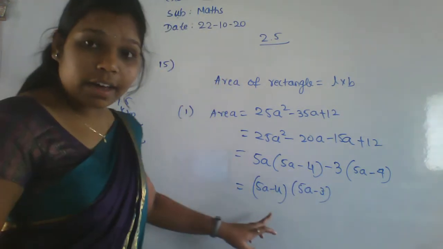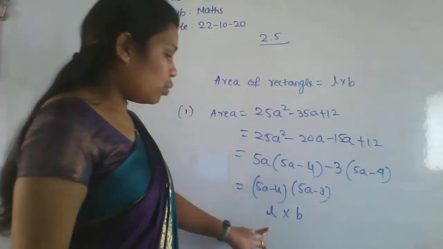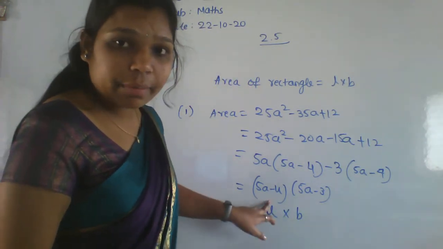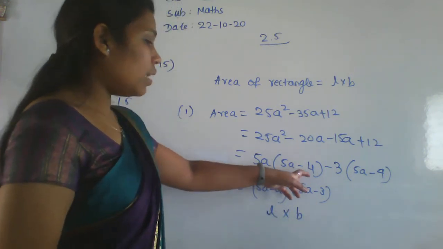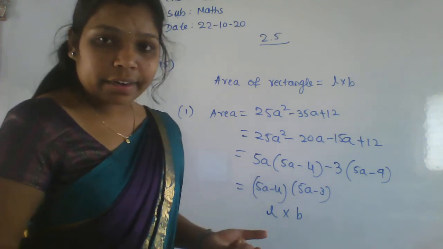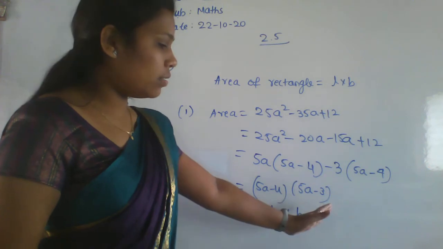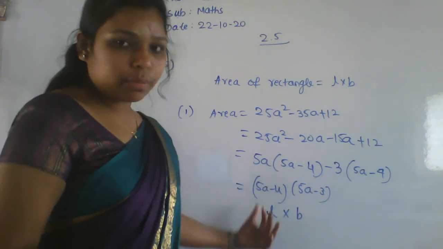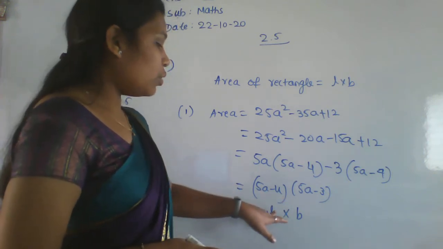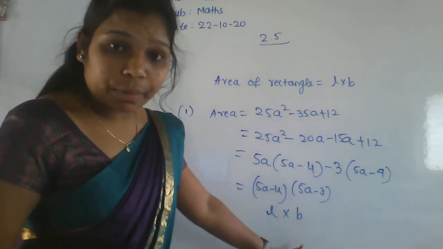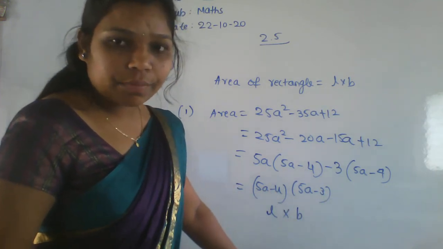Area means what here? Length into breadth. This is the L and this is the breadth. Right? So what is the length here? Length is 5a minus 4 and breadth is 5a minus 3. If you take it the other way, it won't matter. You can exchange both the values. Both are correct here. We don't know the proper values, but this should be in the form of L into B. Here L is 5a minus 4 and B is 5a minus 3.